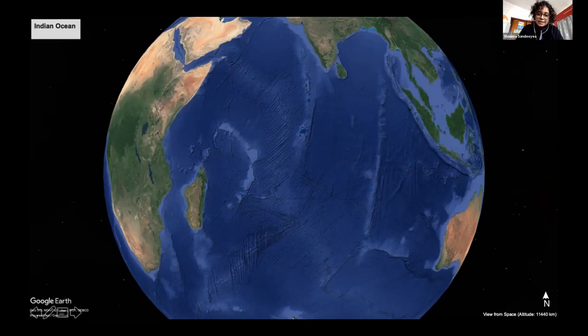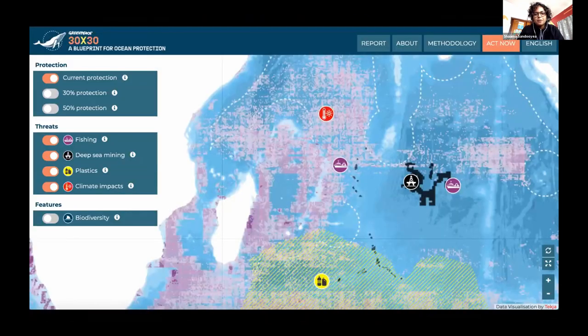It means that it is surrounded by land. So that's one thing that separates the Indian Ocean from the Atlantic and the Pacific as well. I'm going to be focusing more on the Southwest Indian Ocean. So that's more where Mauritius is, Madagascar and La Réunion, Rodrigues, Seychelles, etc.